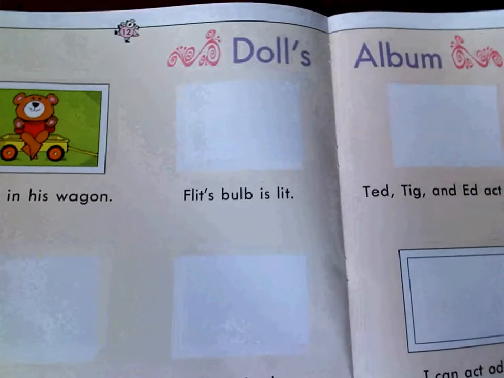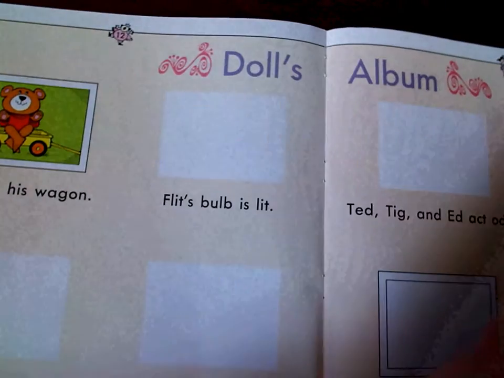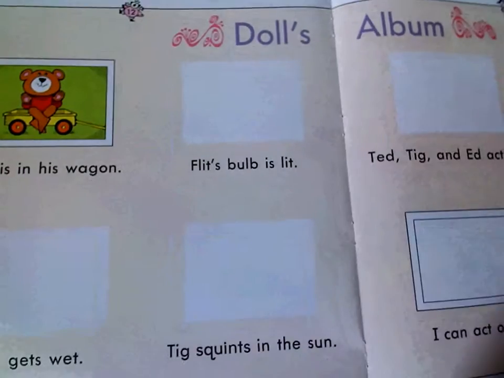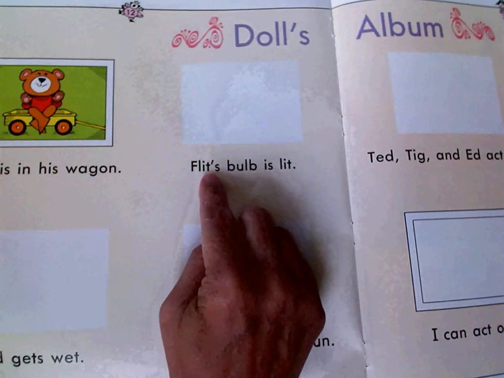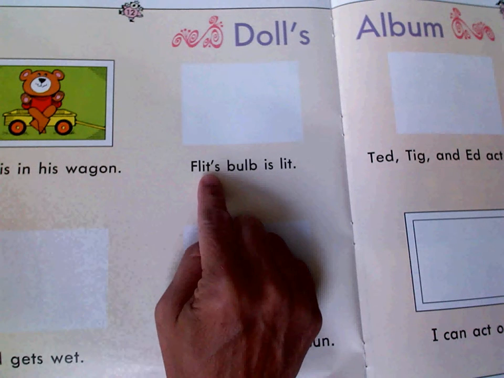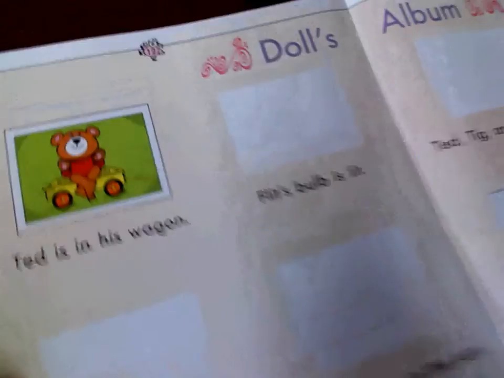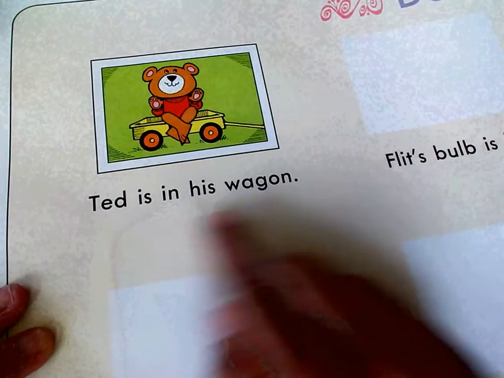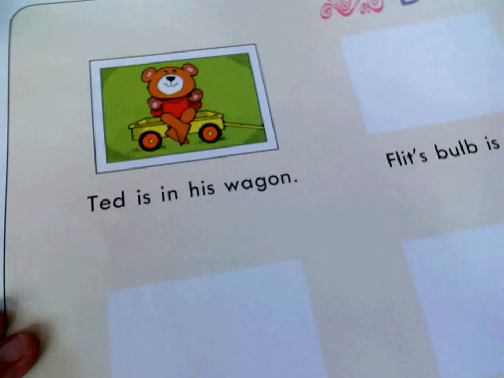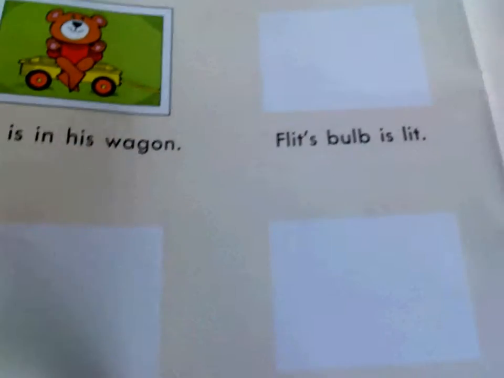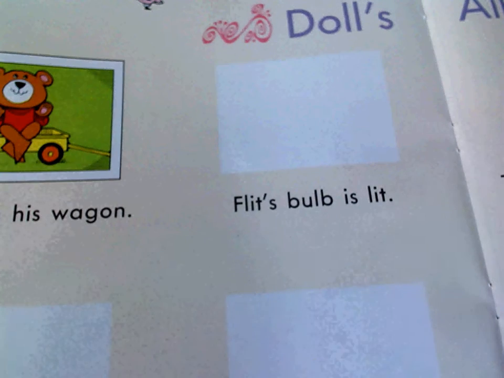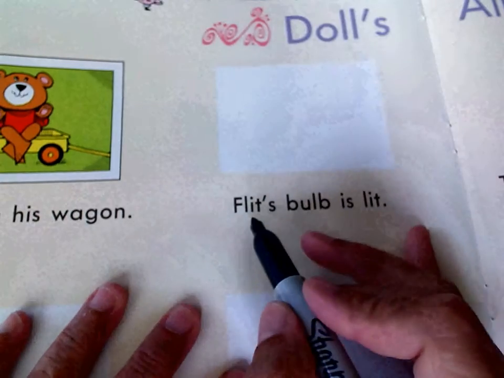Next, we're going to go to Doll's album, which you'll find on page 12 through 13. What we're going to do is read the sentence and draw a little picture in each box to describe each sentence. So if you look, the first sentence was, Ted is in his wagon. And the person has drawn a picture of a wagon with Ted in it. Boys and girls, remember you can pause the story at any time to finish your drawing. Let's read this next sentence together.